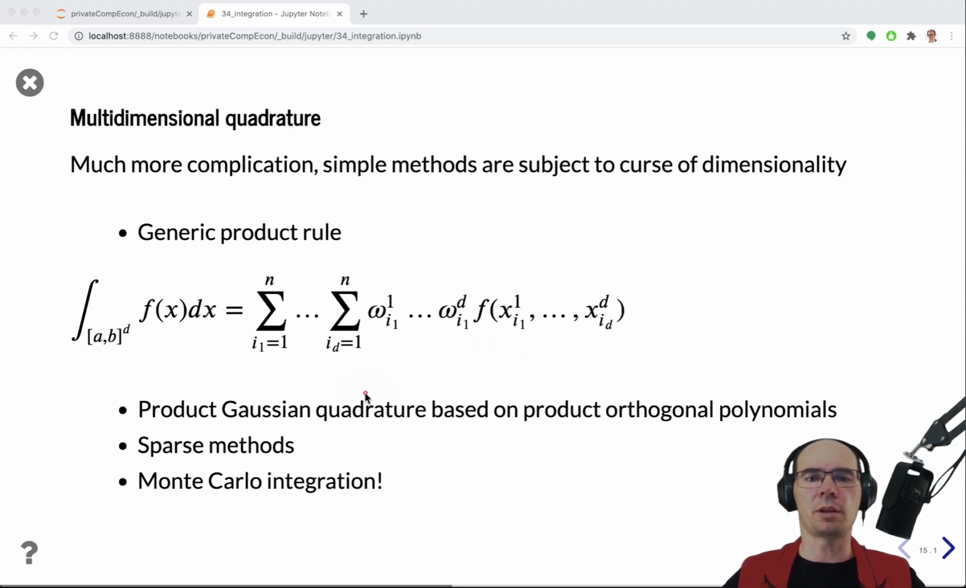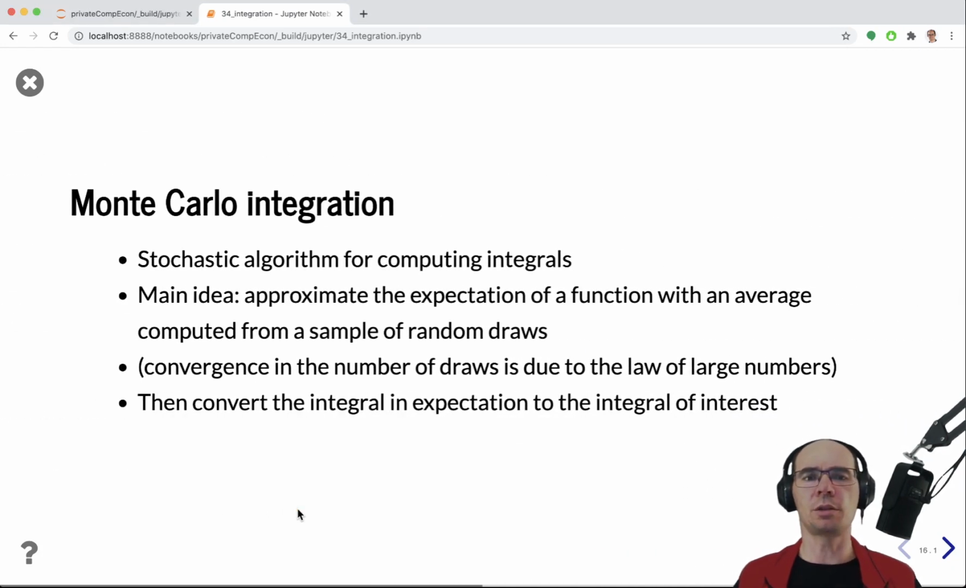So to help with that, you can think of some sparse methods, which basically replace all the points that are combinations of all different quadrature points by some grid with sparsity. Only some points are used in this multidimensional cube. Or we can go to Monte Carlo integration, which is not subject to the curse of dimensionality in this sense. So let's look at Monte Carlo integration now.